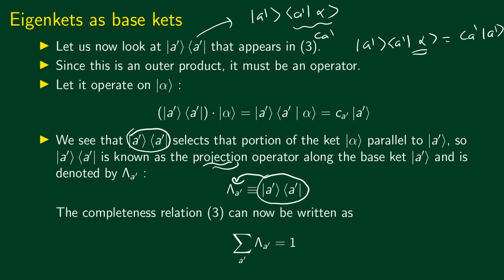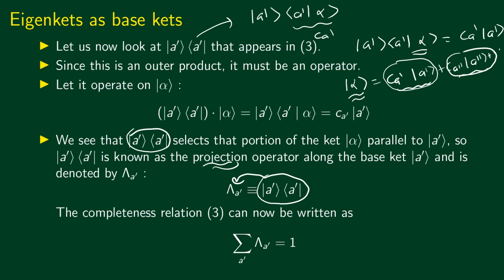So what does this mean? This means that we can write ket alpha like this: C A prime ket A prime plus C A double prime ket A double prime plus etc. So what we have done here is that we have written this ket alpha as a resultant of different vectors. One vector along the direction ket A prime, another vector along the direction ket A double prime, etc.